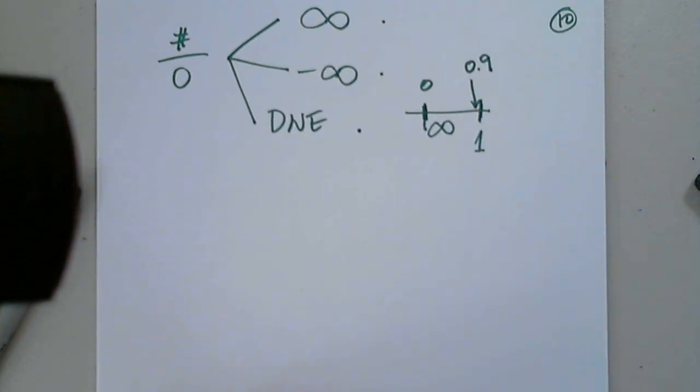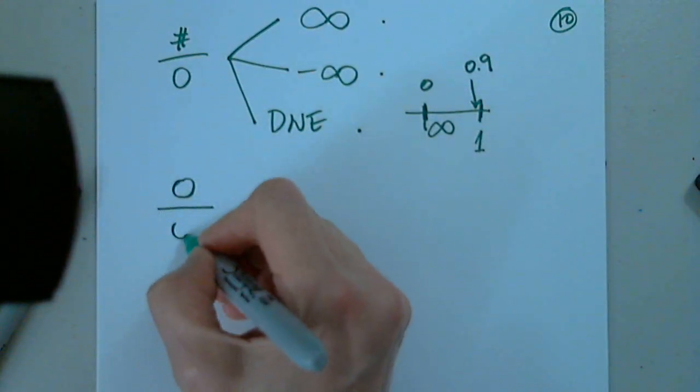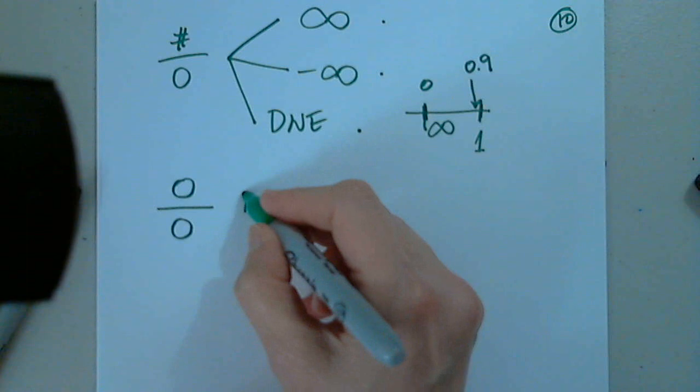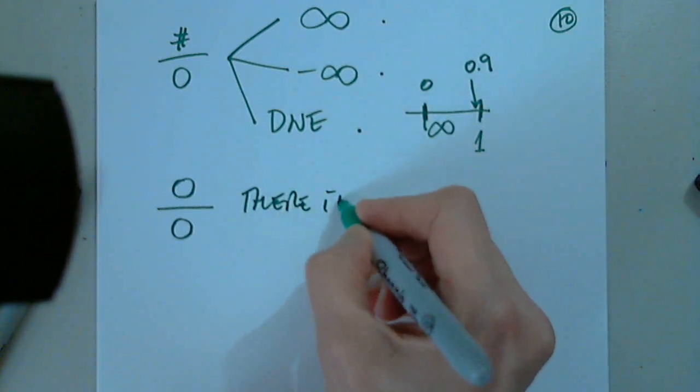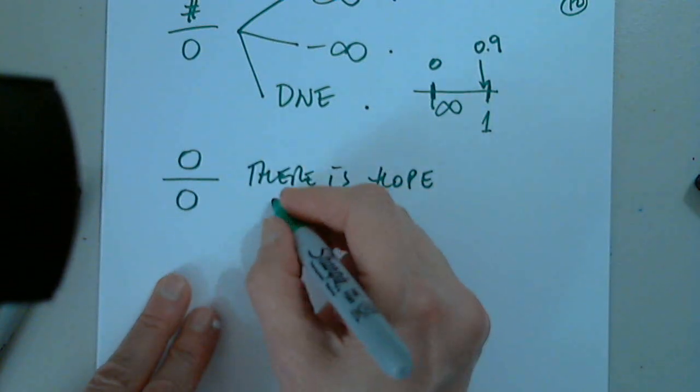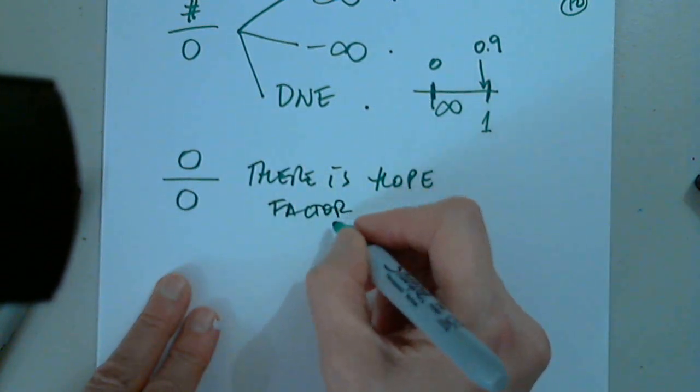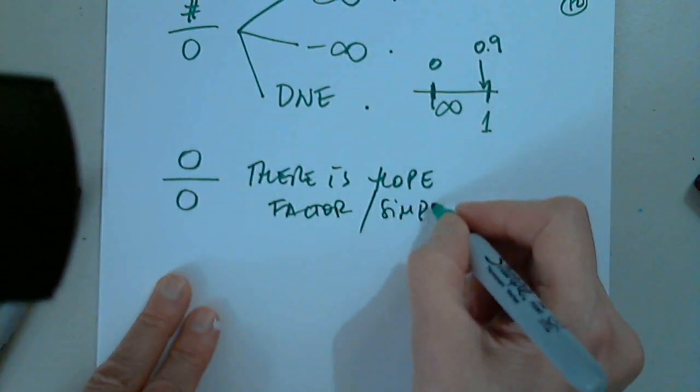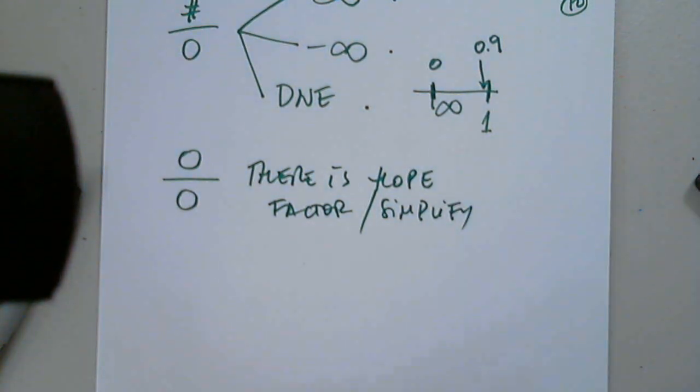What if, and I'll stop, what if I have 0 over 0? There is hope. I'm not saying the limit exists, but what you will have to do is factor and simplify. In that situation, you factor and simplify. That's it.